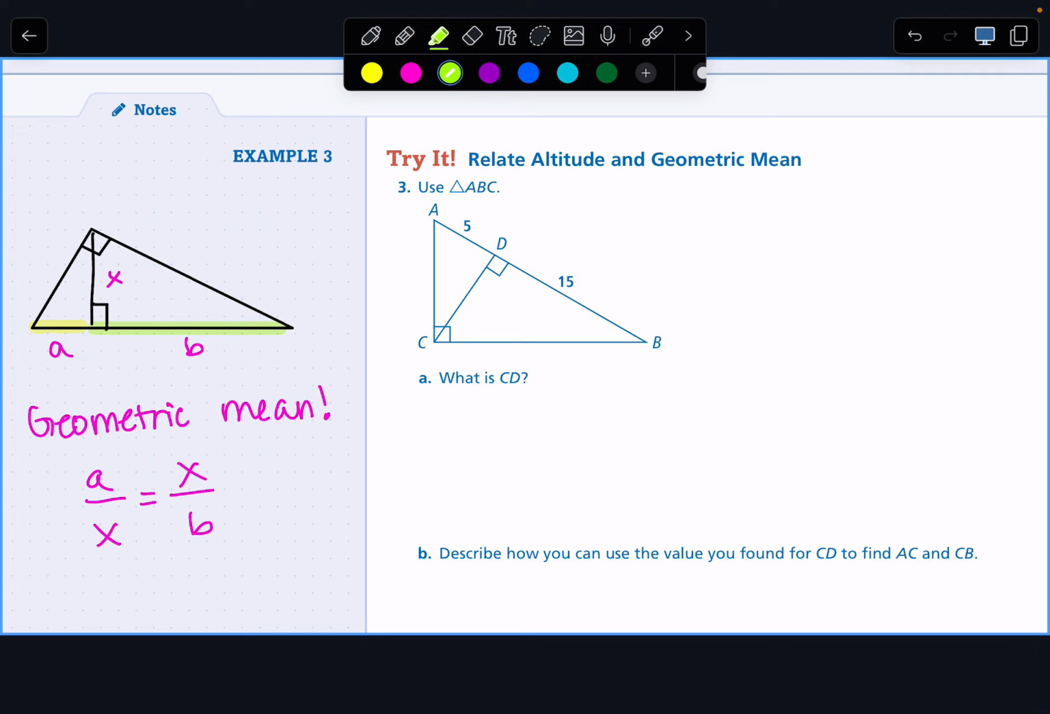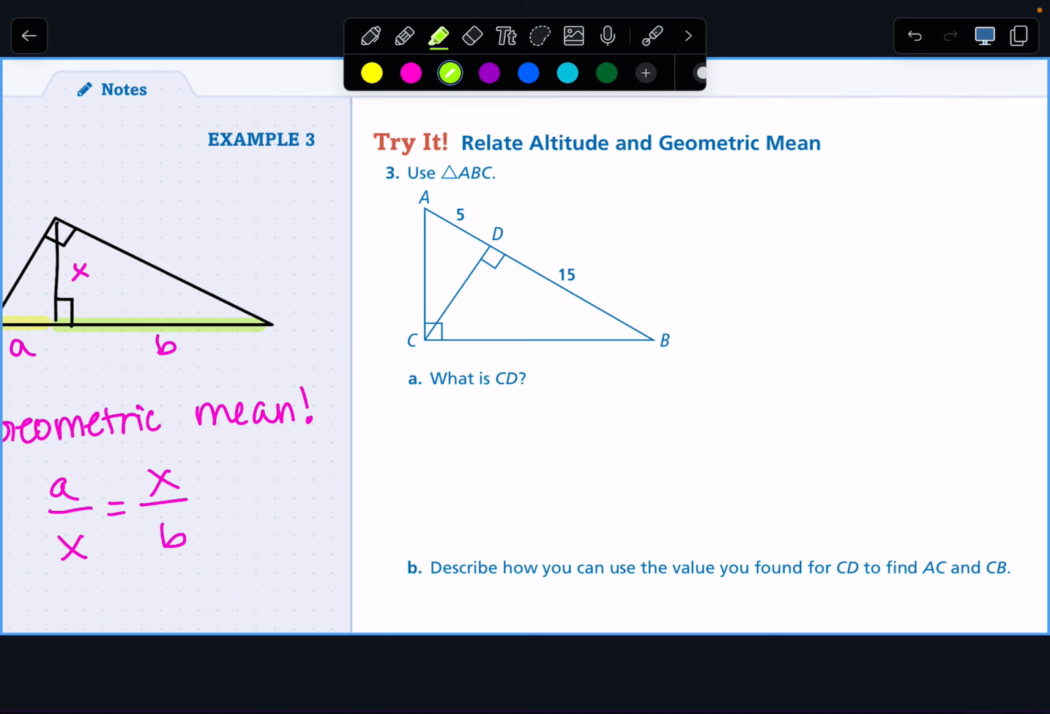All right. So, I want you to look at number 3. In number 3, I'm asking you to find CD. So if I'm asking you to find an unknown amount, we label it with a variable. I'm going to label it X. Does that look like that picture? Yeah, it's just turned, right?